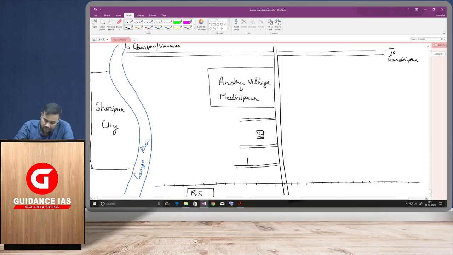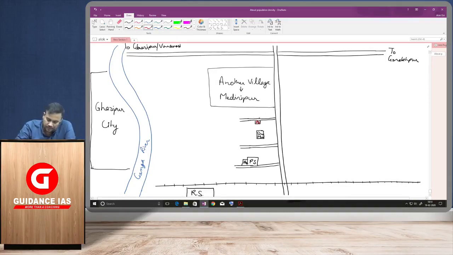Here there is a primary school. Very near to this primary school is also the presence of the primary health center. Primary health center is located. Here there is the location of a post office. So this is the post office.